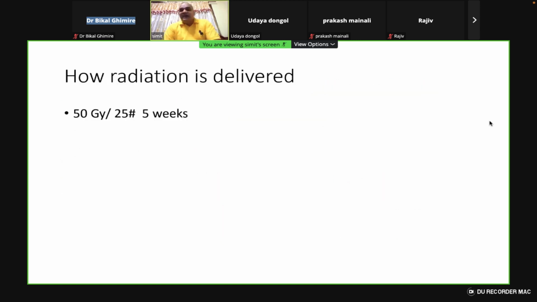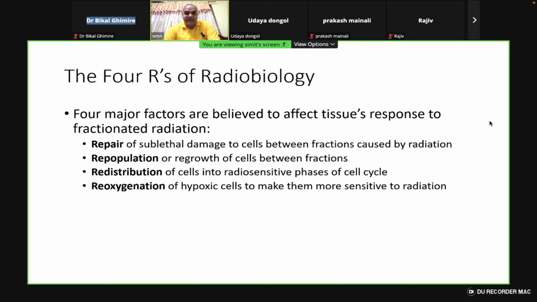So you must have heard during our residency how radiation was planned. Usually it's 50 gray, 60 gray given in 25 fractions or 30 fractions in 5 weeks. This we call the time, dose and fractionation of radiation. So there is actually a radiobiological explanation why radiation is given in such a way. It's also famously called the 4 R's of radiobiology.